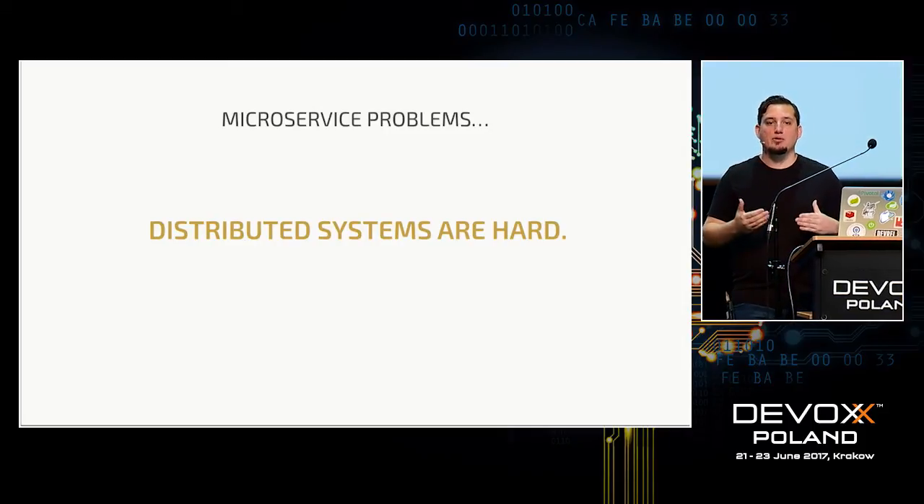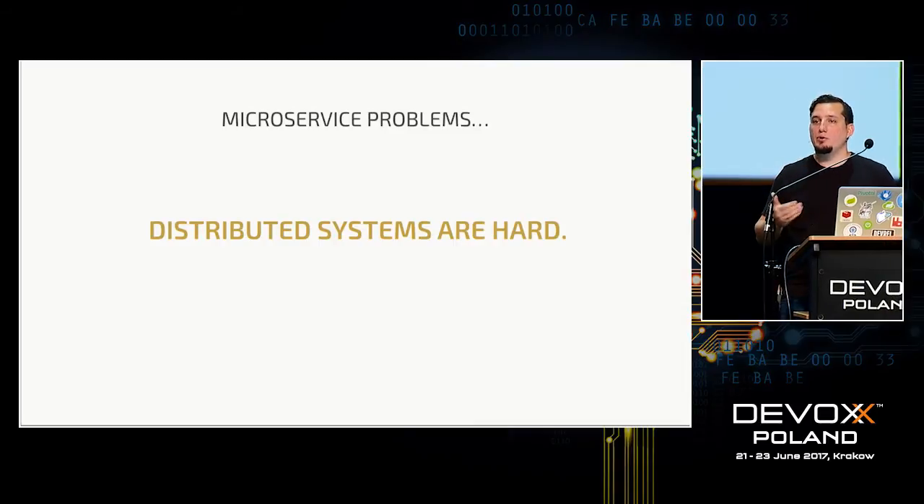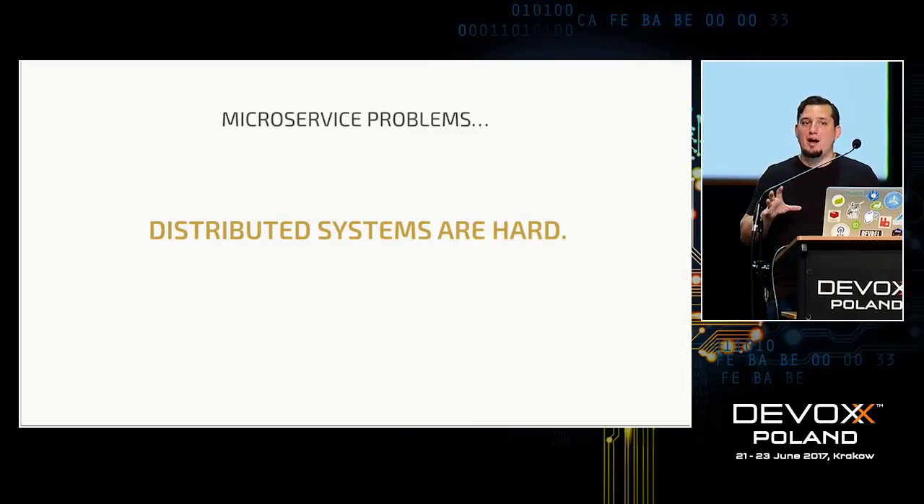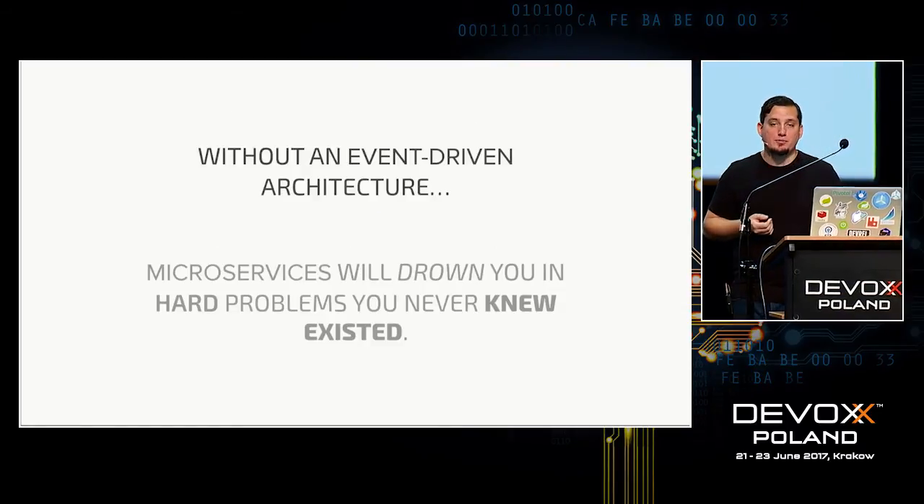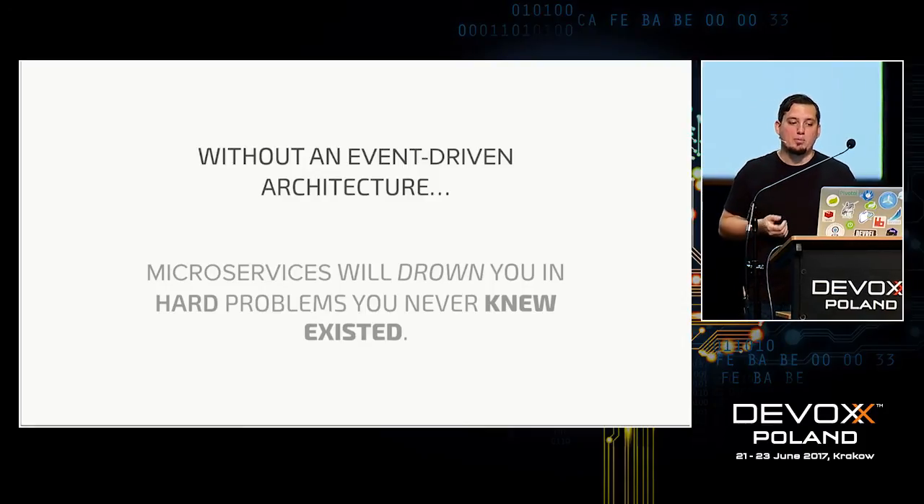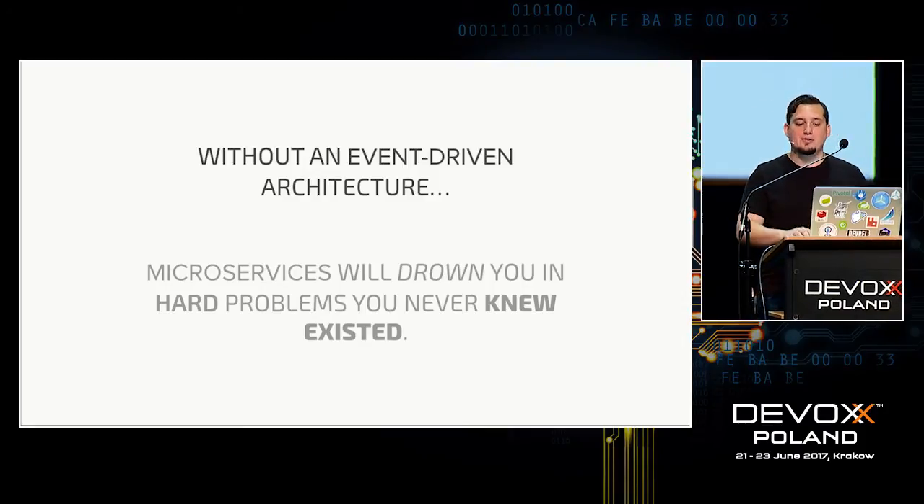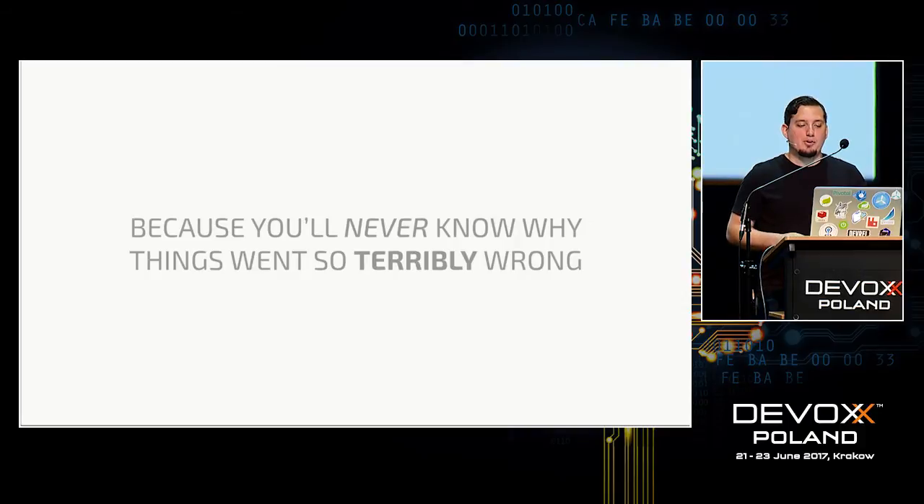So if we take on microservices, we really do have to learn a lot of new things, which we didn't have to do when we had a monolithic application. So without an event-driven architecture, your microservices really will end up drowning you in hard problems that you never really knew existed, because you'll never know why things went so terribly wrong, right?